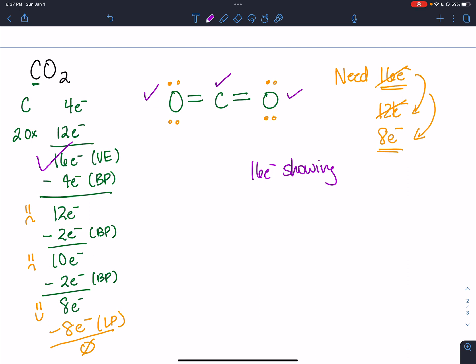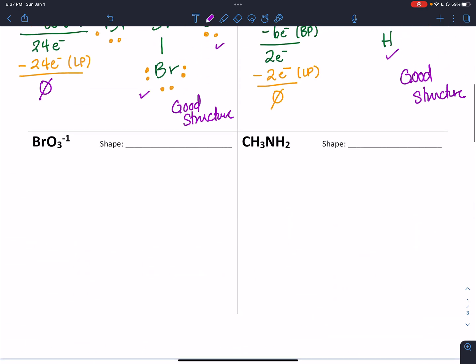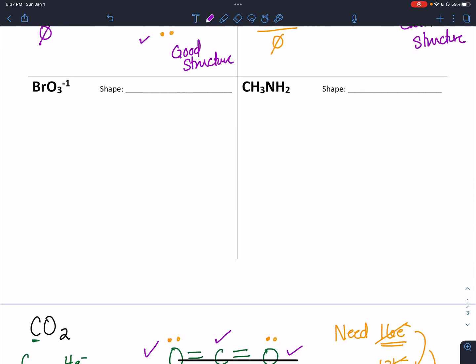All right, now I'm going to go back up because now we're going to look at 2 different types of molecules. The first one is a polyatomic, so it's got a charge. The second one is what we call multi-center, so we're going to have 2 central atoms. The rules are exactly the same. So we're going to start with bromate, which is BrO3 minus 1.